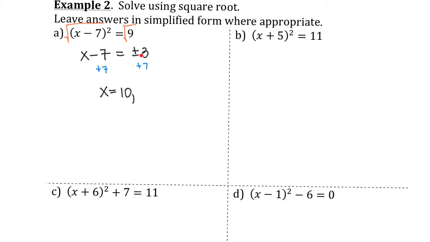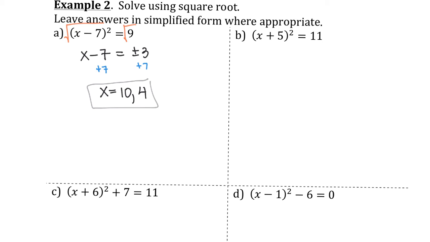Okay, my second answer is using the negative 3. If I do negative 3 plus 7, I get 4. So my answers are 10 and 4. You can do it that way, or you can split it into two equations, x minus 7 equals 3 and x minus 7 equals negative 3, if that's easier for you to solve.